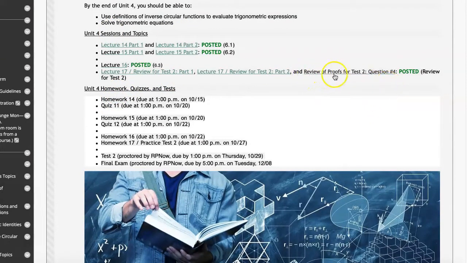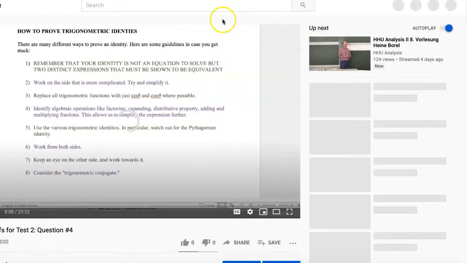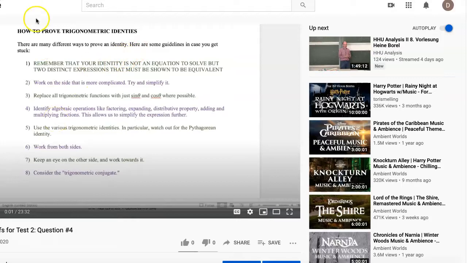It says Review of Proofs for Test 2 Question 4. This video right here is going to be the video that you're going to want to watch. This is a special video for those of you who are struggling with proofs, in order to get through the question on the final exam.